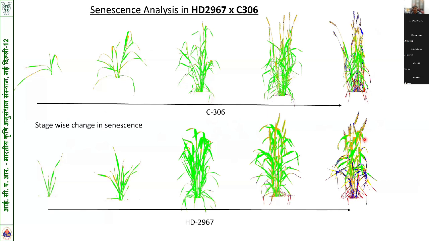So this kind of very precise information can be obtained, how fast the rate of senescence is going inside the plant. It gives an idea of which plants are holding more green leaves in the last stage, so that they can add more food to the grains, so that yield can be enhanced.